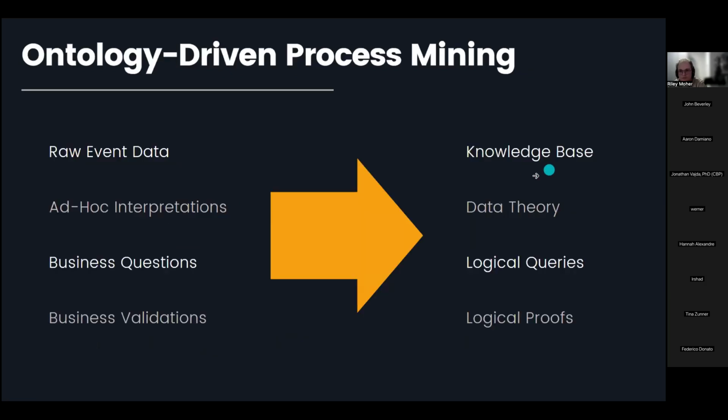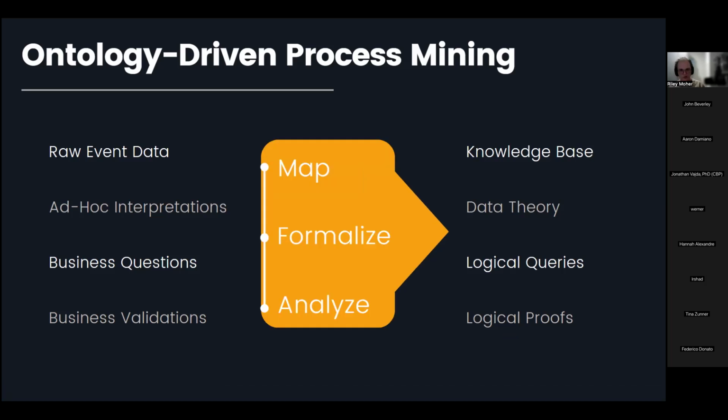So here we have just a high-level overview of the traditional view of process mining and various elements of it, and what is the more formal understanding of them. So where we go from the raw event data, instead we want to form a knowledge base where there are ad hoc interpretations embedded in our analysis. We instead are creating something called a data theory, which I'll explain in a little bit more detail in a few slides, where we have business questions. Those are logical queries, and any sort of validations should correspond to logical proofs. And this can be understood in terms of three broad steps of map, formalize, and analyze.